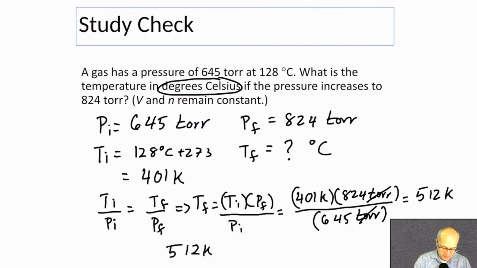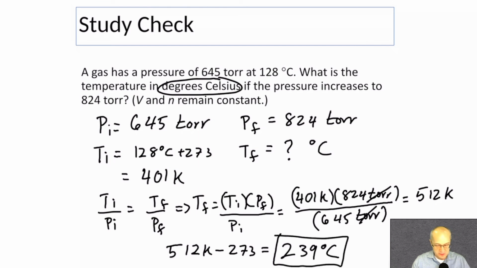512 Kelvin minus 273 equals 239 degrees Celsius. So let's check that for logic. The pressure went up, so therefore the temperature must have gone up. I started at 128 and I ended up at 239. So that makes sense. The logic holds true. Okay? Now that's the end of the Guy Lussac portion.